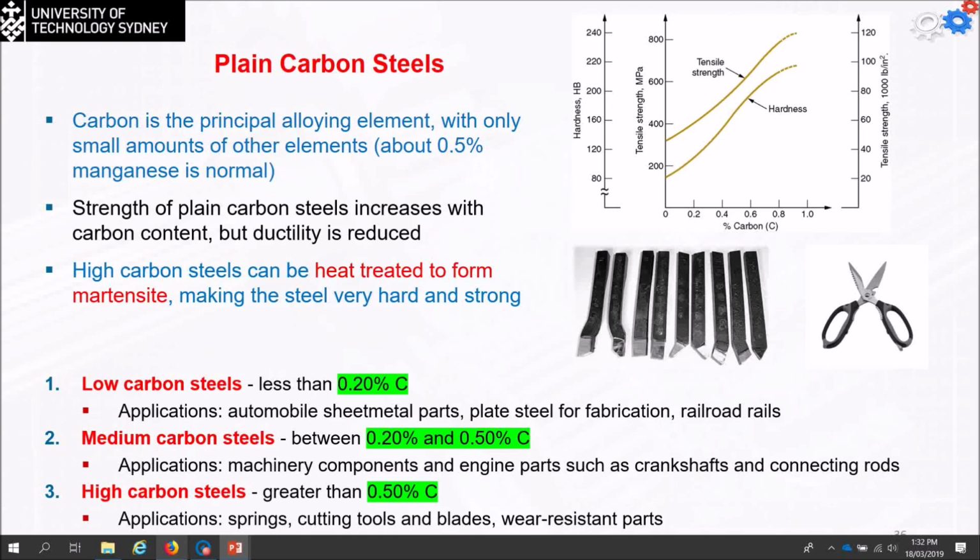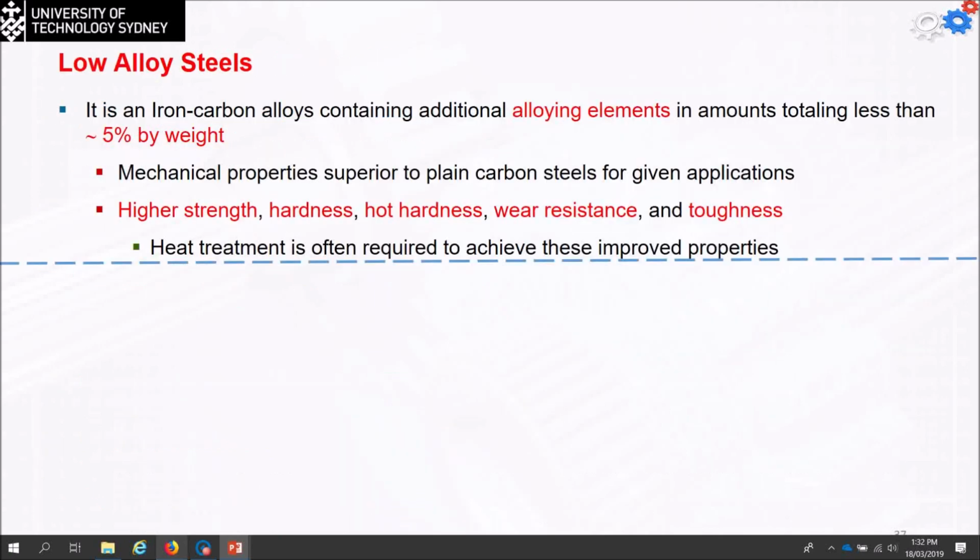The low alloy steels are iron-carbon alloys containing additional alloying elements besides the carbon, but in total always less than 5% by weight of the total alloy weight. The mechanical properties are going to be superior to the plain carbon steel for given applications. It's going to have high strength, hardness, hot hardness, wear resistance, and more toughness. And heat treatment is often required to achieve those improved properties.